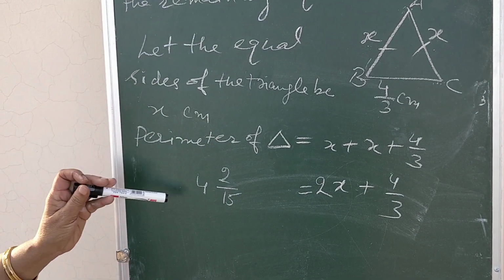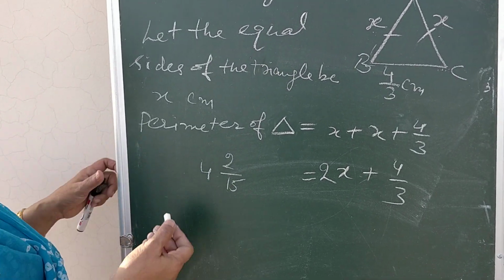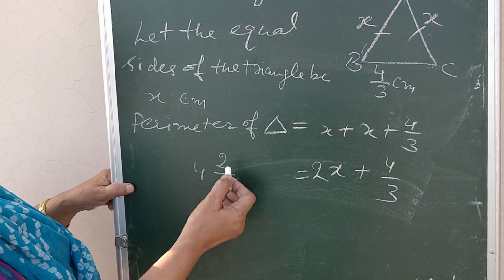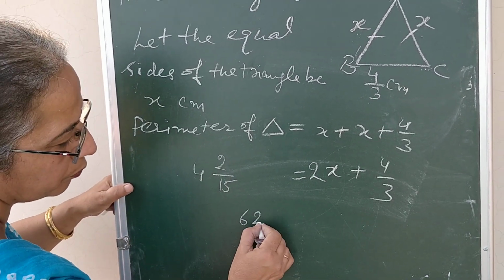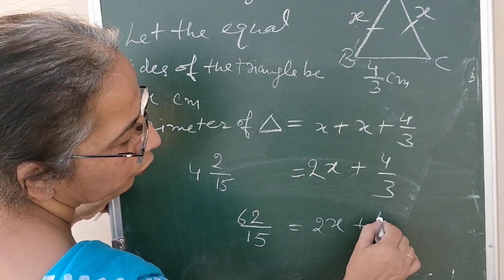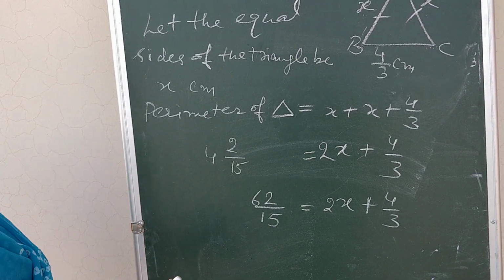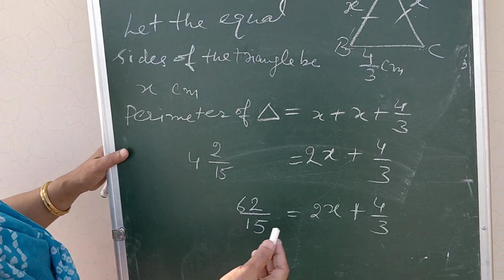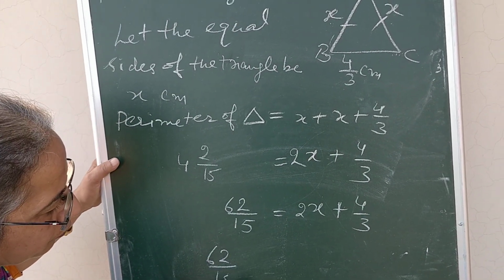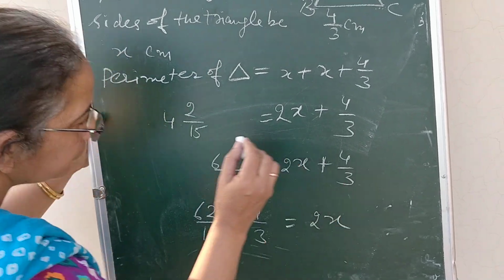Now here it is given in mixed fraction. First of all, change the mixed fraction to improper. 15 4s are 60, 60 and 2, 62 upon 15 equal to 2x plus 4/3. Now what is the first step here? You subtract 4/3 first. 62/15 minus 4/3 equal to 2x.